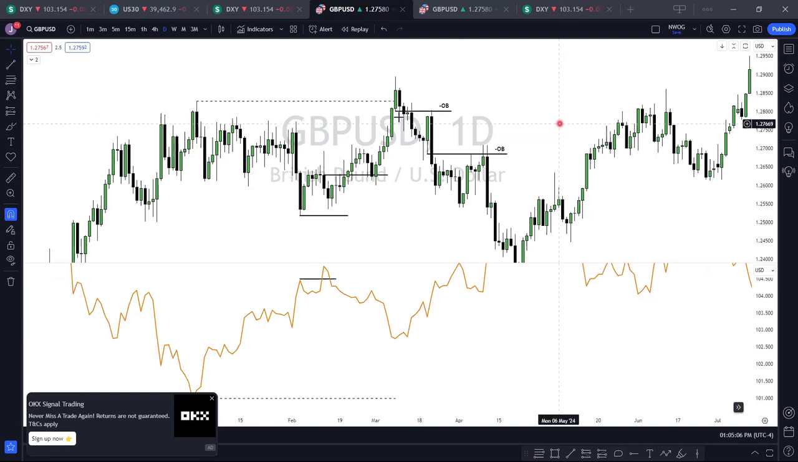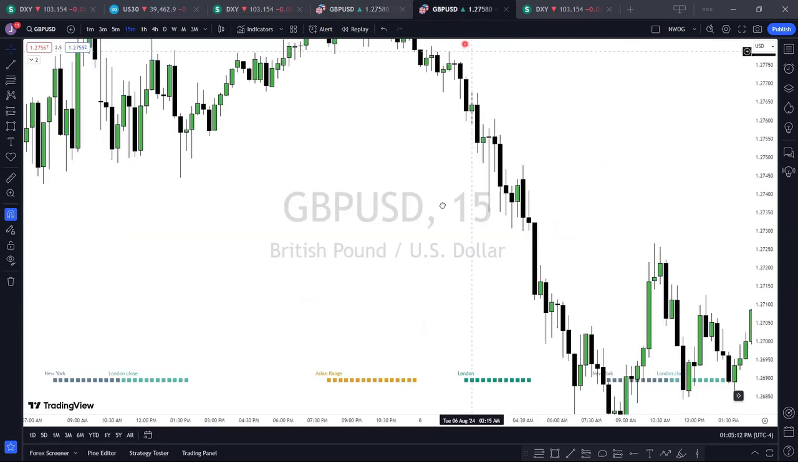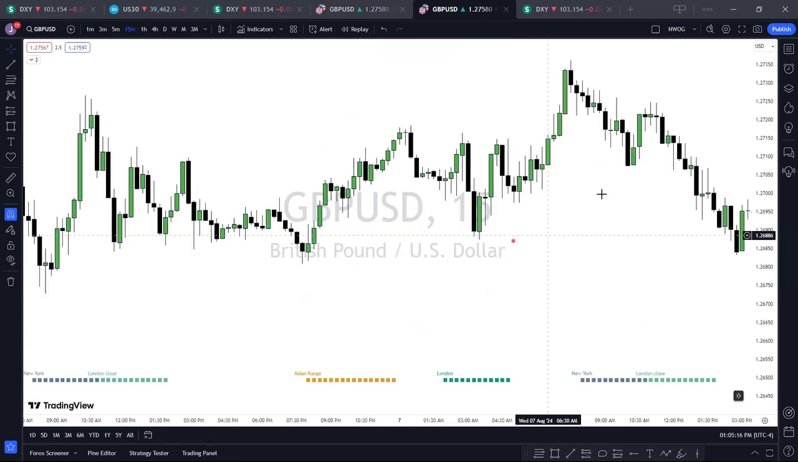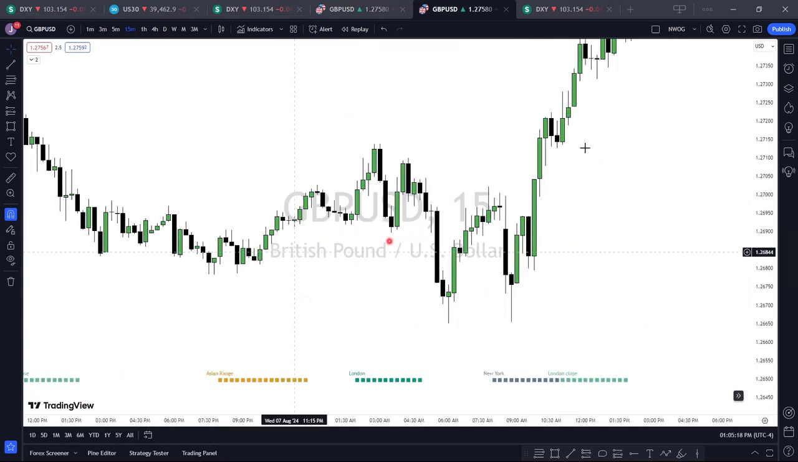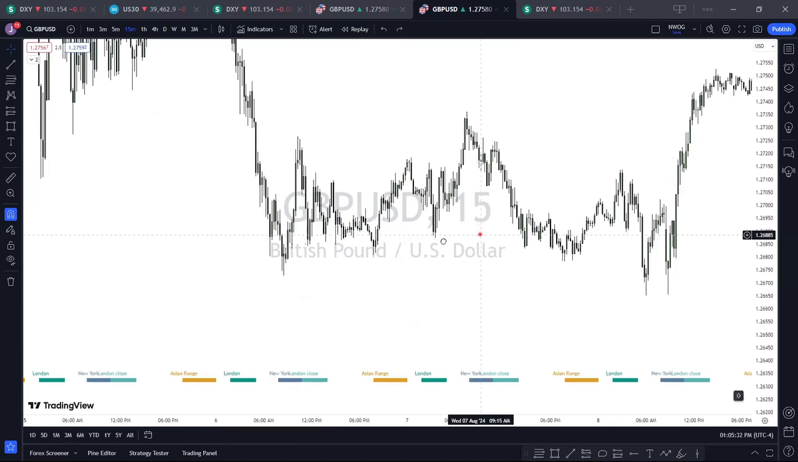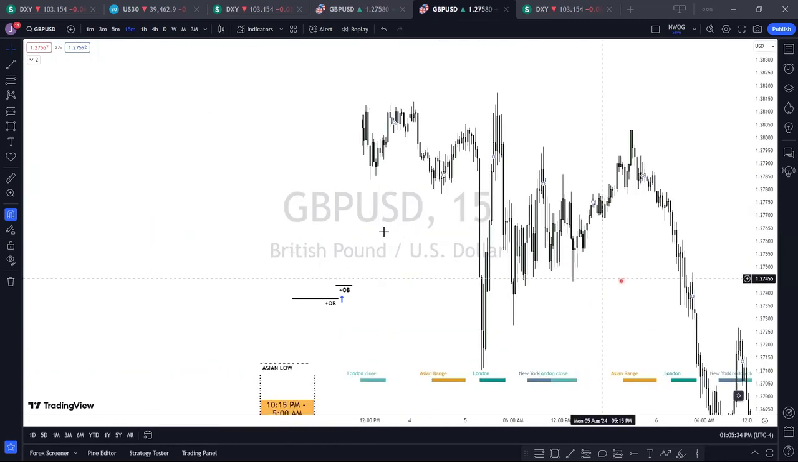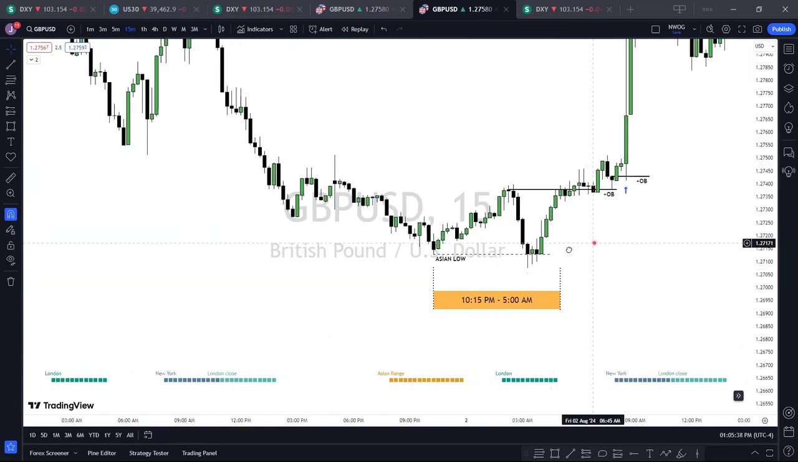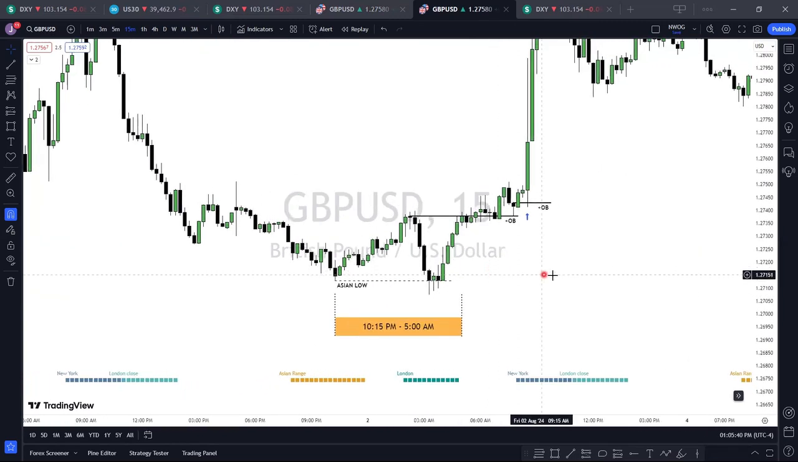Now let's look at another example again. You mustn't use this tool only in higher time frames. You can also use it in your daily trades. So this is the 15-minute time frame. I want you to look at this closely. So this is the British pound USD.